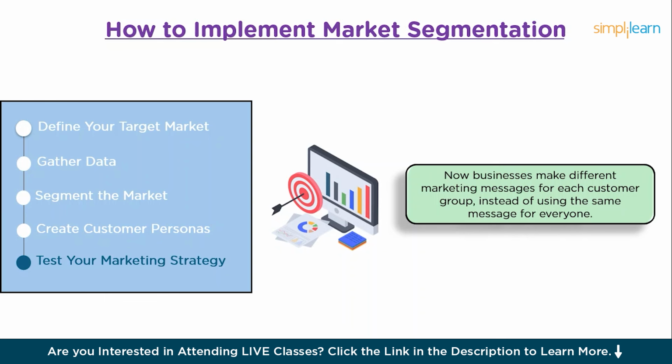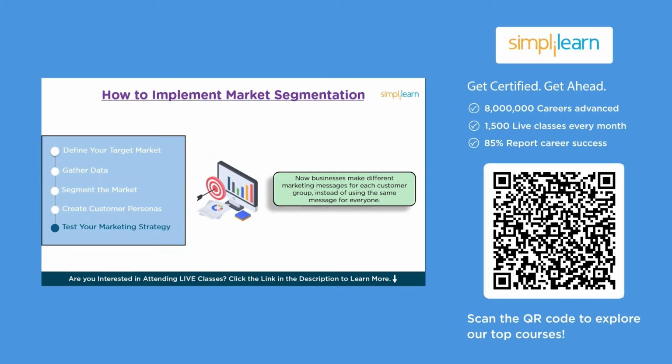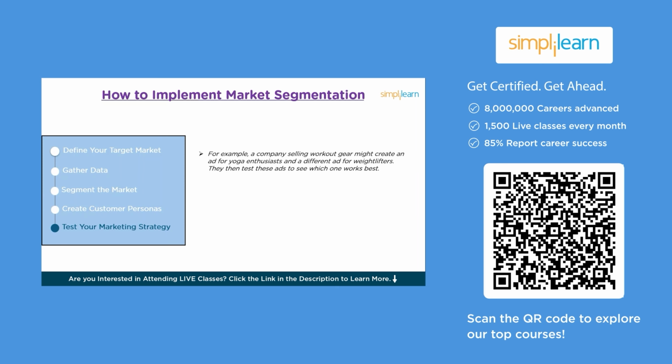Businesses make different marketing messages for each customer group instead of using the same message for everyone. So basically, you need to create specific ads, emails, and promotions that speak directly to each segment's needs and interests. Let's take an example now. A company selling workout gear might create an ad for yoga enthusiasts and a different ad for weightlifters. They then test their ads to see which one actually works the best.